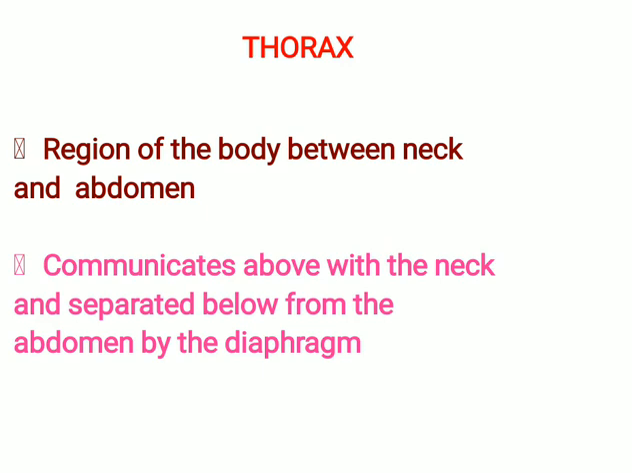The thorax communicates with the neck, and it is separated from the abdomen via the diaphragm. The diaphragm is muscular, it's made up of muscles. It's the one that separates the thorax from the abdomen. So you're going to see the lines of orientation of the thorax.